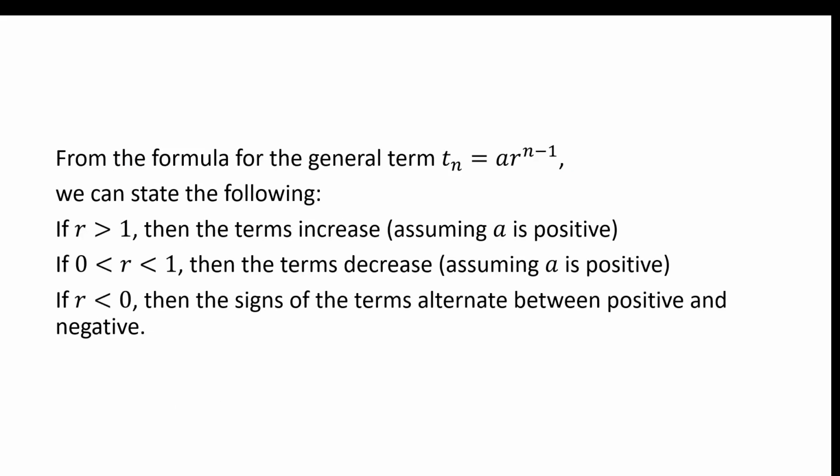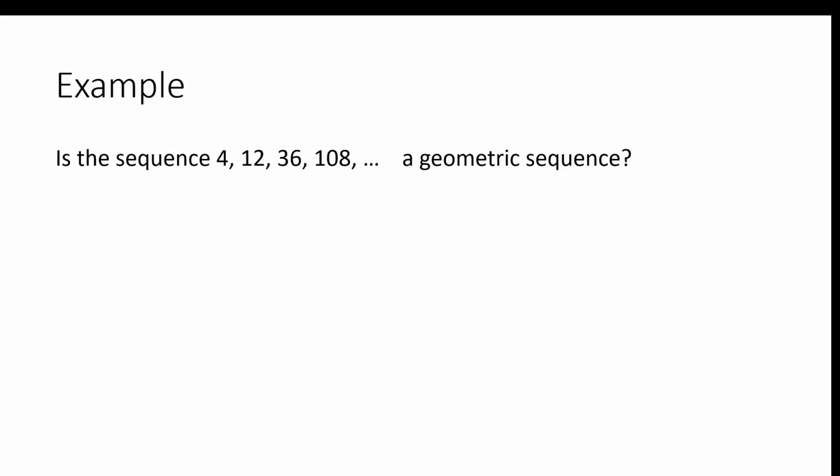Now, from the formula, we see that if R is greater than 1, the terms will increase, assuming, of course, that A is positive. If R is a number less than 1, but still positive, the terms will decrease if A is positive. And finally, if R is less than 0, the signs of the terms will alternate between positive and negative, because that's what happens when you keep multiplying by a negative number.